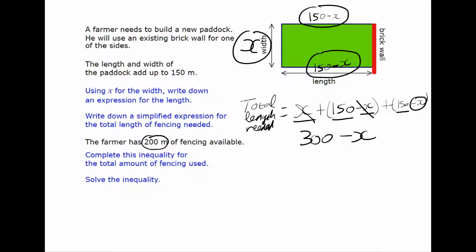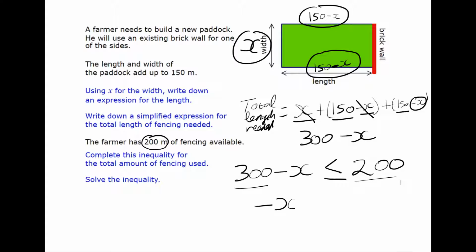So we should have that 300 minus x is less than or equal to 200. What this means is, if I take away 300 from both sides, we have minus x is less than or equal to 200 take away 300, which is minus 100. Now at this stage, I want to get x, so I need to multiply both sides of my inequality by minus 1.